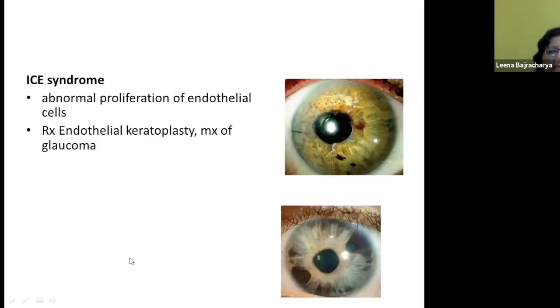So ICE syndrome is another condition in which there is abnormal proliferation of endothelial cells which migrate towards the anterior chamber angle and along the surface of the iris, and we can see nodules, corectopia and multiple pupils because of the contraction of these cells.